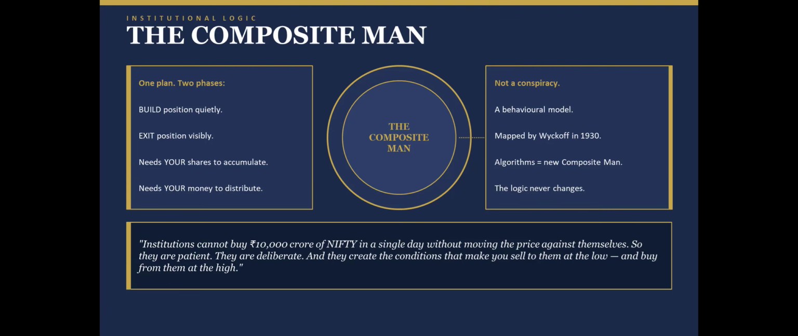So they will show everyone that there is very good news about this particular stock or commodity, and they will exit when everybody gets interested. So these composite men or big institutes, they need your shares to accumulate. So they will tell you bad news and they will buy from you. But when they distribute, they need your money. So they will always show good things and the news will be very good.